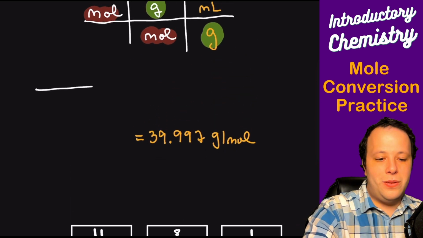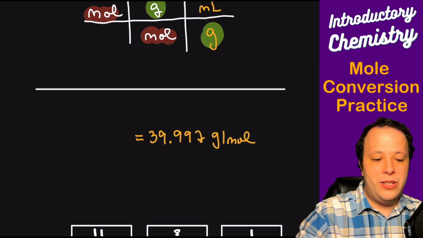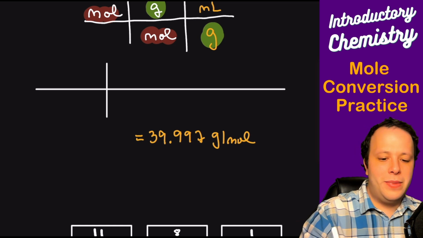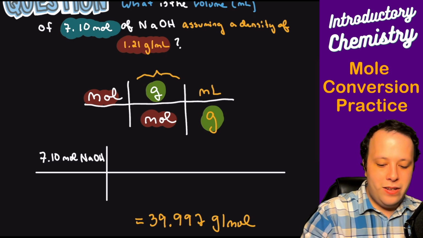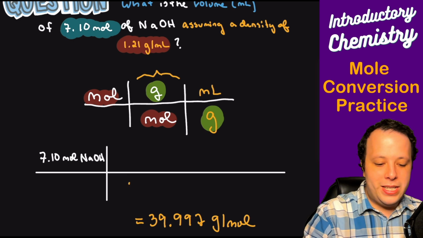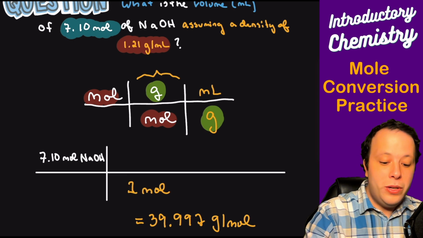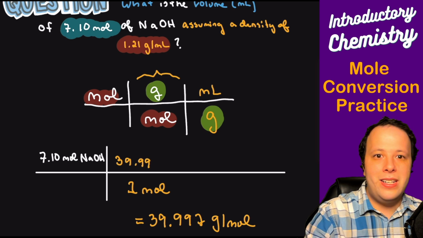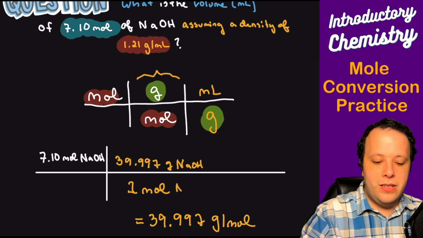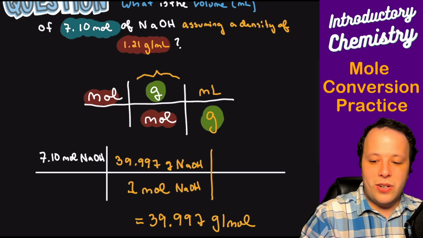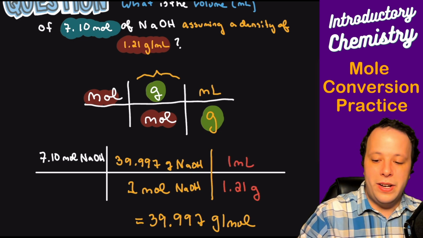Okay. So first thing, what we said we're going to do is we're going to use the moles that we were given in the problem, which was 7.10 moles of NaOH. We will then put our molar mass in, which is 1 mole is equivalent to 39.997 grams of sodium hydroxide. And then we will use our density, which is 1.21 grams is equivalent to 1 milliliter.